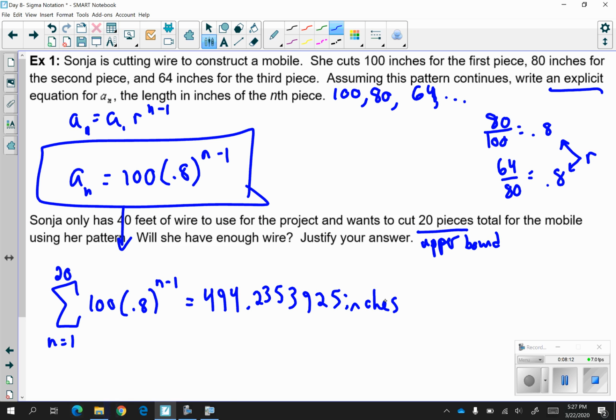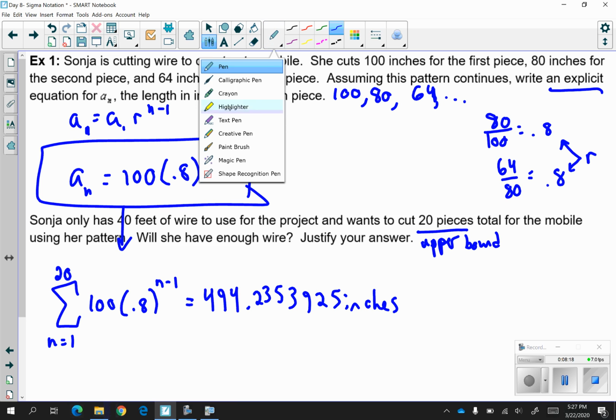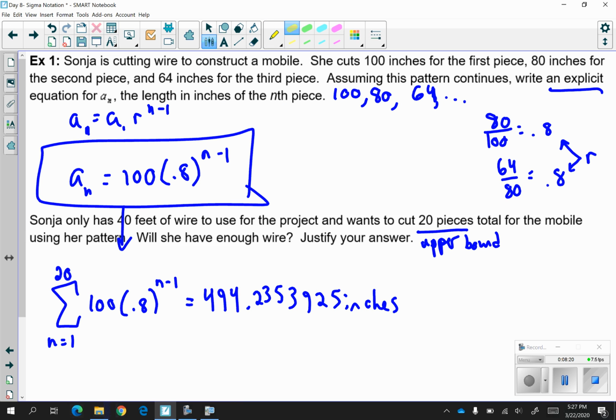So now that you know how many inches she needs, you need to see, does she have enough wire to do this? But you have to read carefully, right? Because they didn't tell you that she has 40 inches of wire. She told you that she had 40 feet. But our answer is in inches.